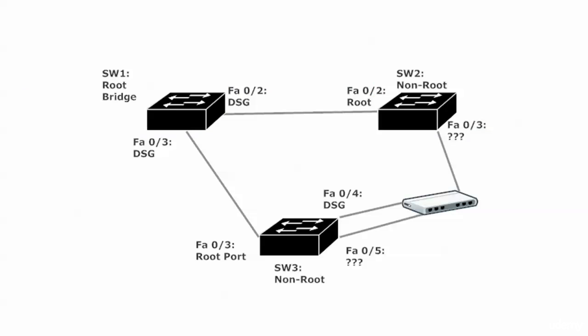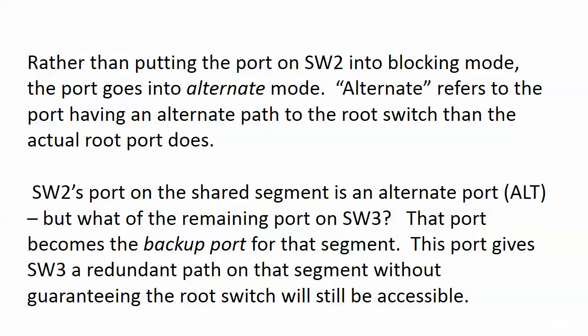So what about these other two ports? You would expect those just to go into blocking mode most likely, and that would be it. With RSTP, it's going to be a little bit different. What happens with Switch 2 is, instead of putting the port into blocking mode, the port goes into what we call alternate mode. It becomes an alternate port. And alternate here is referring to the fact that this port has an alternate path to the root switch than the one the actual root port does.